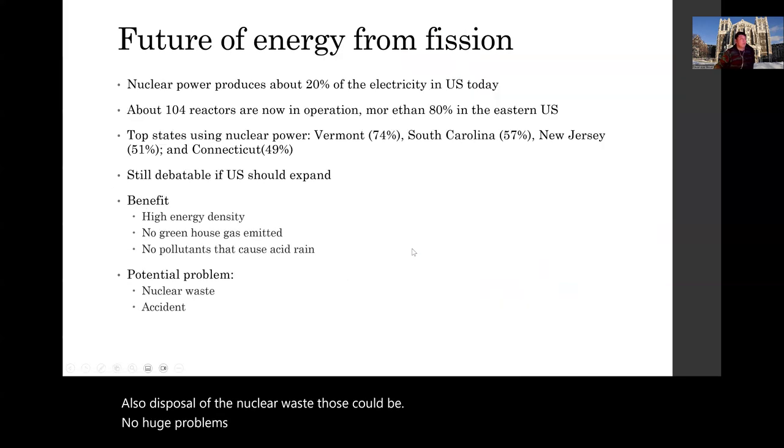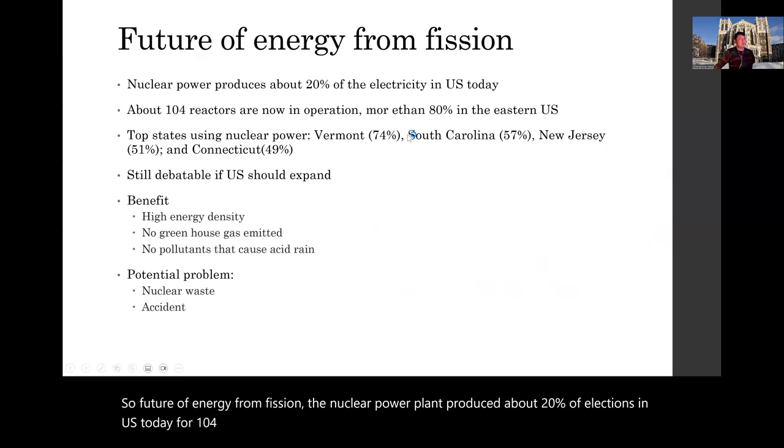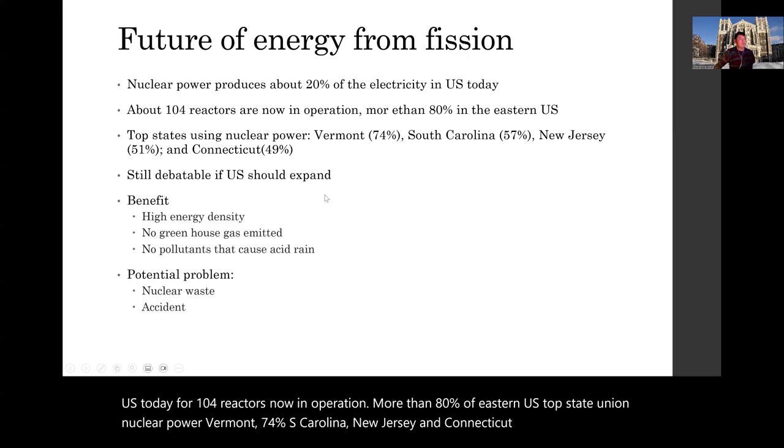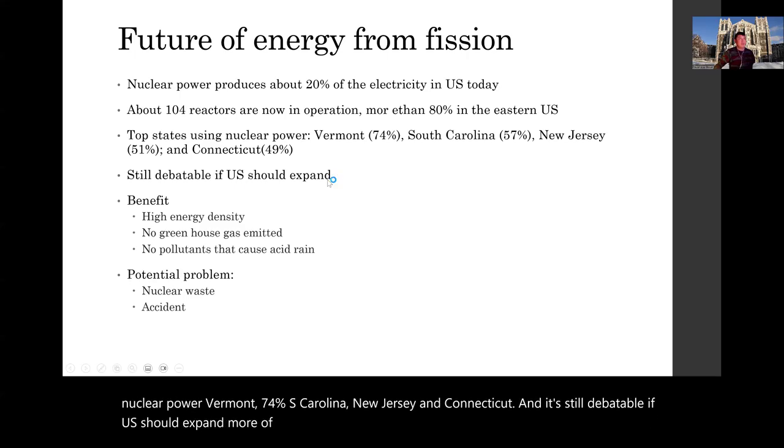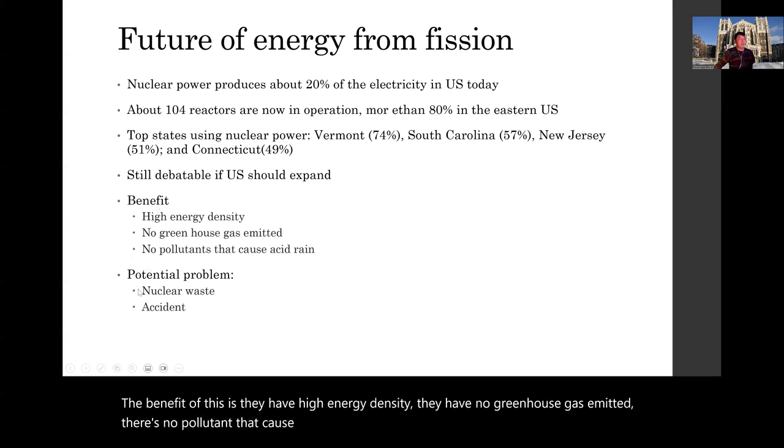So, the future of energy from fission. Nuclear power plants produce about 20% of electricity in the US today. About 104 reactors are now in operation, more than 80% of them in the eastern US. The top states using nuclear power are Vermont at 74%, then South Carolina, New Jersey, and Connecticut. It's still debatable whether the US should expand this more. The benefits are high energy density, no greenhouse gas emitted, and no pollutants that cause acid rain. But the problem is nuclear waste, and that there could be an accident.